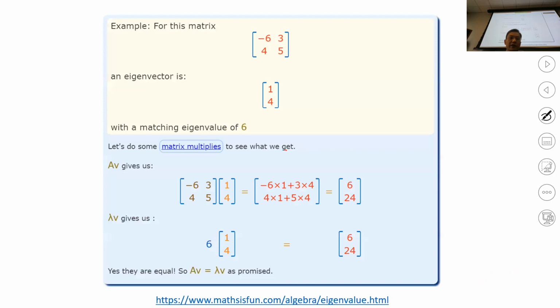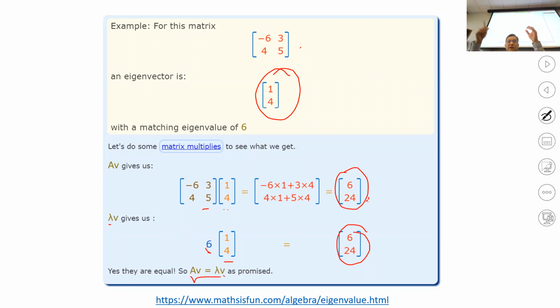Let's go back here. The example is that you have a square matrix multiplied by this eigenvector, and the value is this, and then the eigenvalue times the eigenvector is also that. All right, so numerically they are the same. So that's a set of eigenvalue and eigenvector for this square matrix.